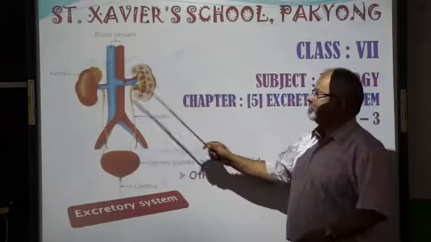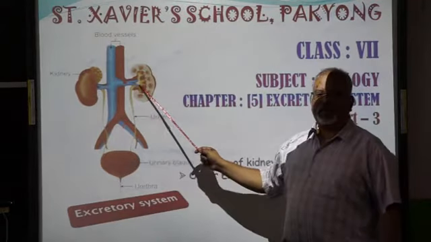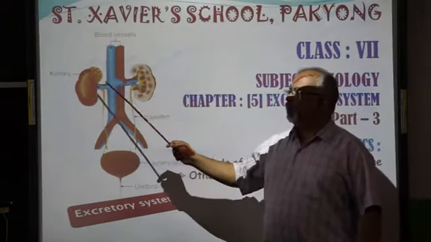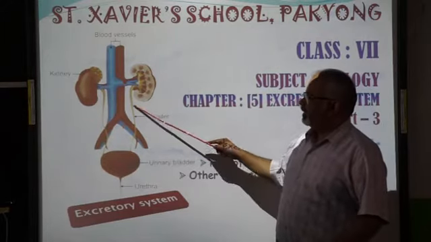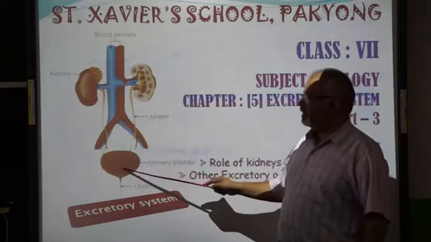In the first class, we saw a pair of kidneys which is located at both the sides of the backbone, and then this is the ureter which carries the urine, this is the urinary bladder, and from here, through the urethra, the urine comes out in human's body. So let us recap what we did in the second part.